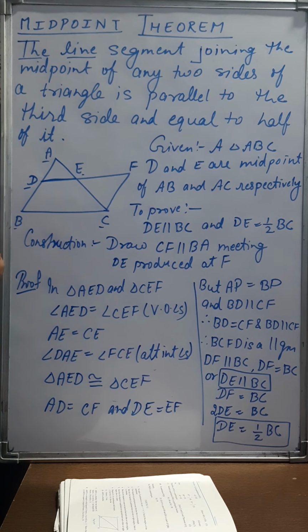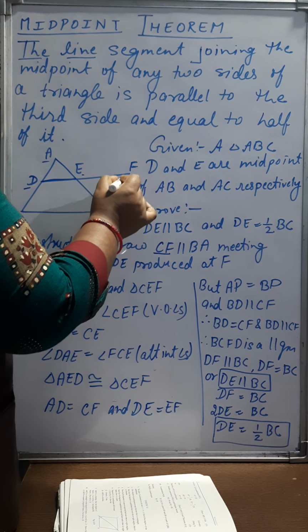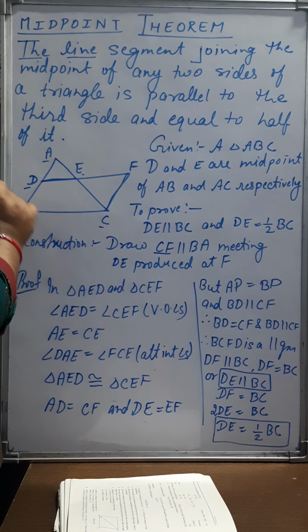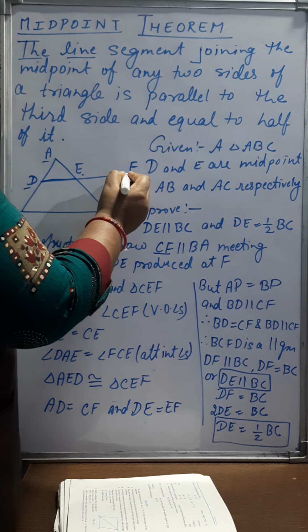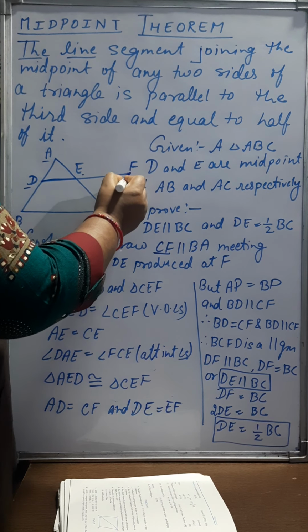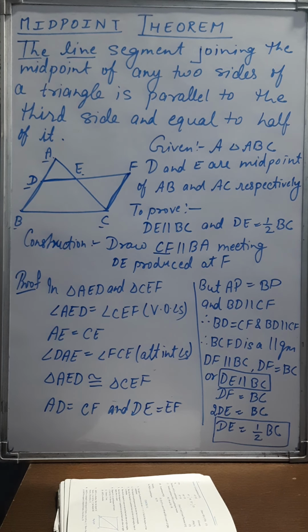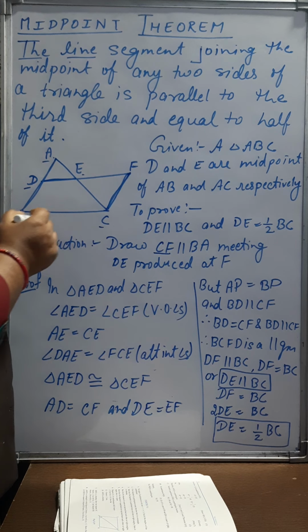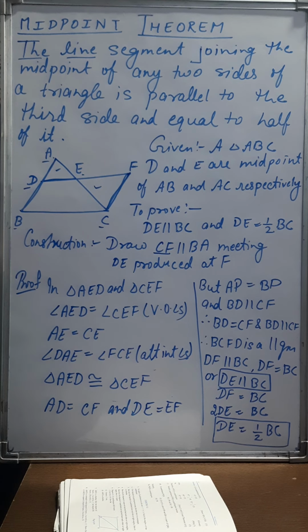So for proving this, we will draw a line CF parallel to AB, and we will produce DE to meet CF at F. So this CF is drawn parallel to AB. Now you see, we are getting two triangles, AED and triangle CEF. Let us prove that these two triangles are congruent.